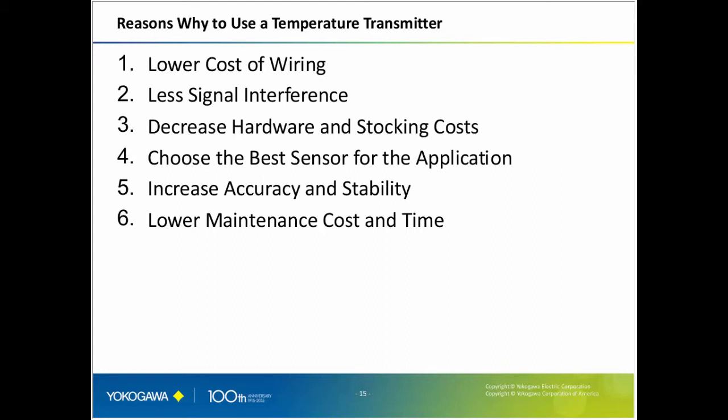So benefit 2. Less signal interference. Most industrial environments have RFI, radio frequency interference, and EMI, electromagnetic interference, that can affect process signals. Some sources of this interference are motors, high-speed switching elements, transformers, welders, radio and TV signals. There's many more as well. A typical plant will have all those sources.